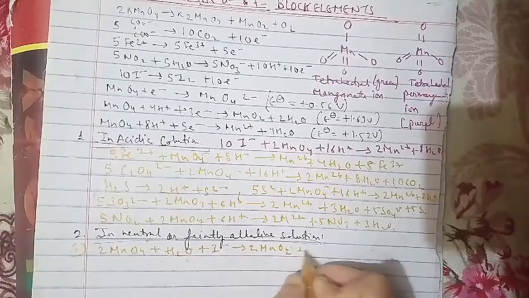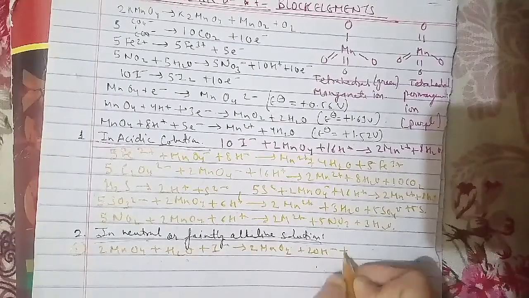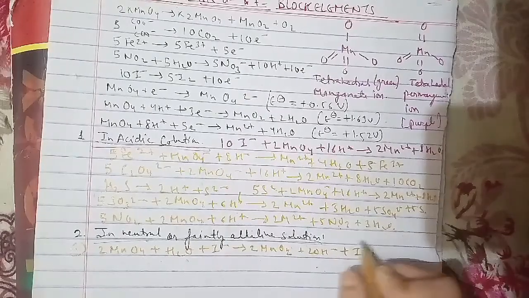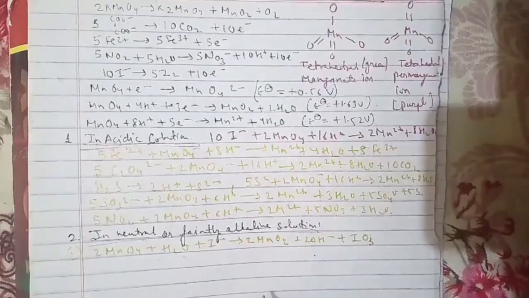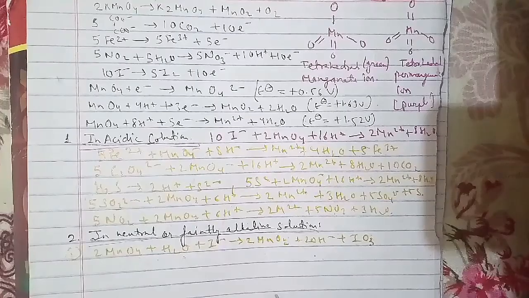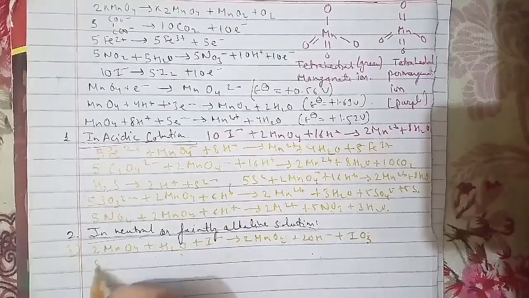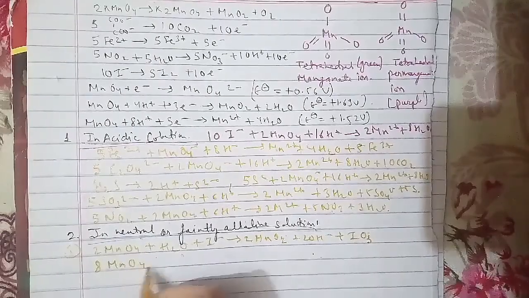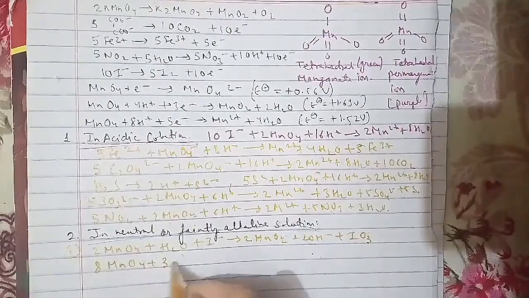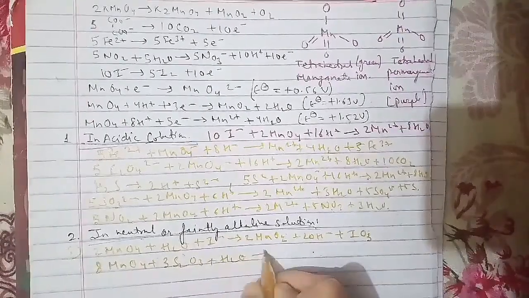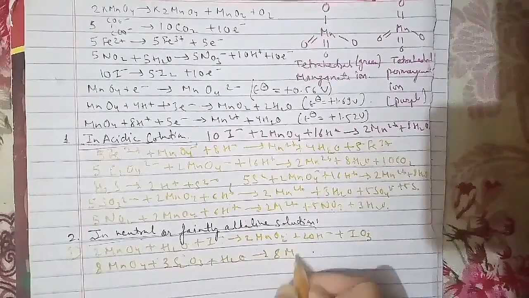This is your iodate. Then thiosulfate is oxidized almost quantitatively to sulfate, which is 8 MnO4 minus plus 3 S2O3 2 minus plus H2O will give 8 MnO2 plus 6 SO4 2 minus plus 2 OH minus here.